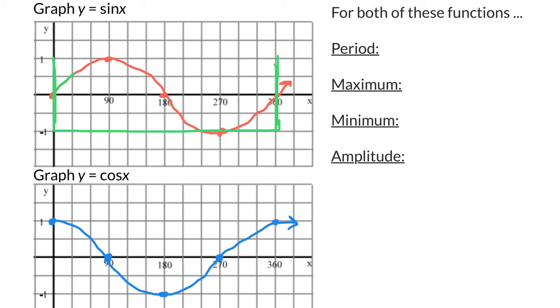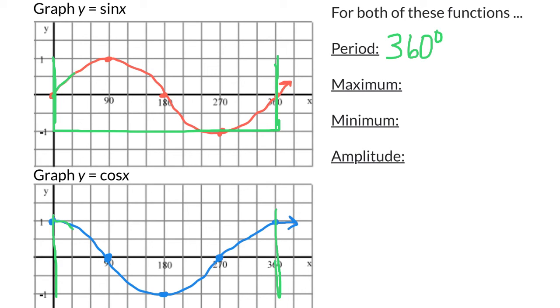If I look at my cosine curve, I'm starting when x is 0, the curve starts to go down, so I need to find the same spot where the curve starts to go down again. Well, that's right here. So for both of these, the period is 360 degrees.